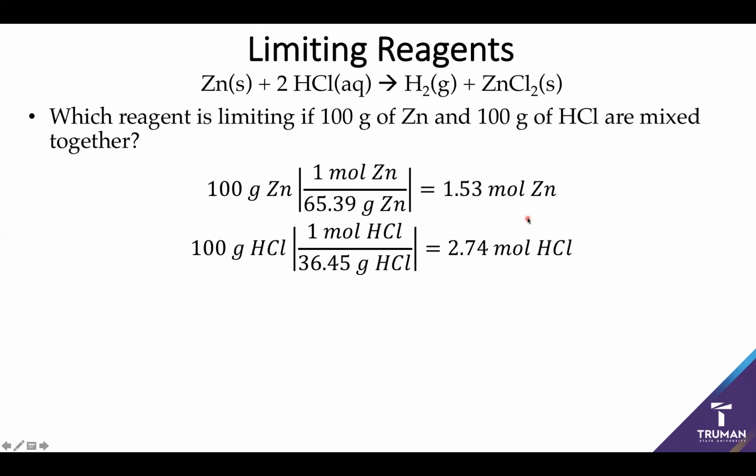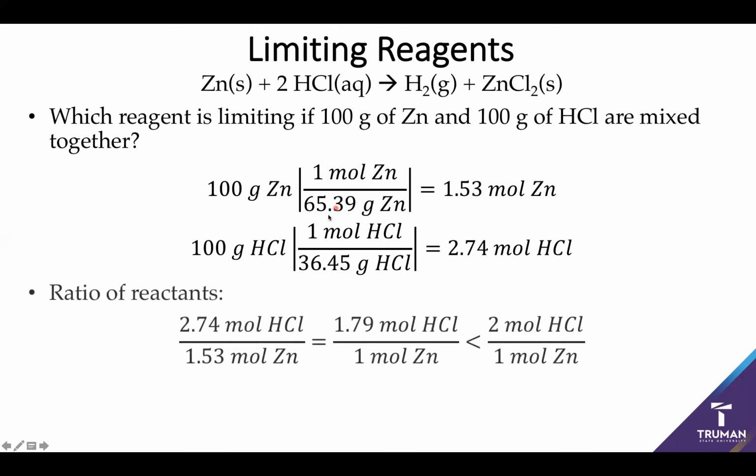So zinc should be limiting, except for the stoichiometric ratio, because I need twice as much HCl as I have zinc. But do I have that? In order to check, I can take the ratio of HCl to zinc, which when I divide by the amount of zinc, it turns out I have 1.79 moles of HCl for every mole of zinc. I need 2.